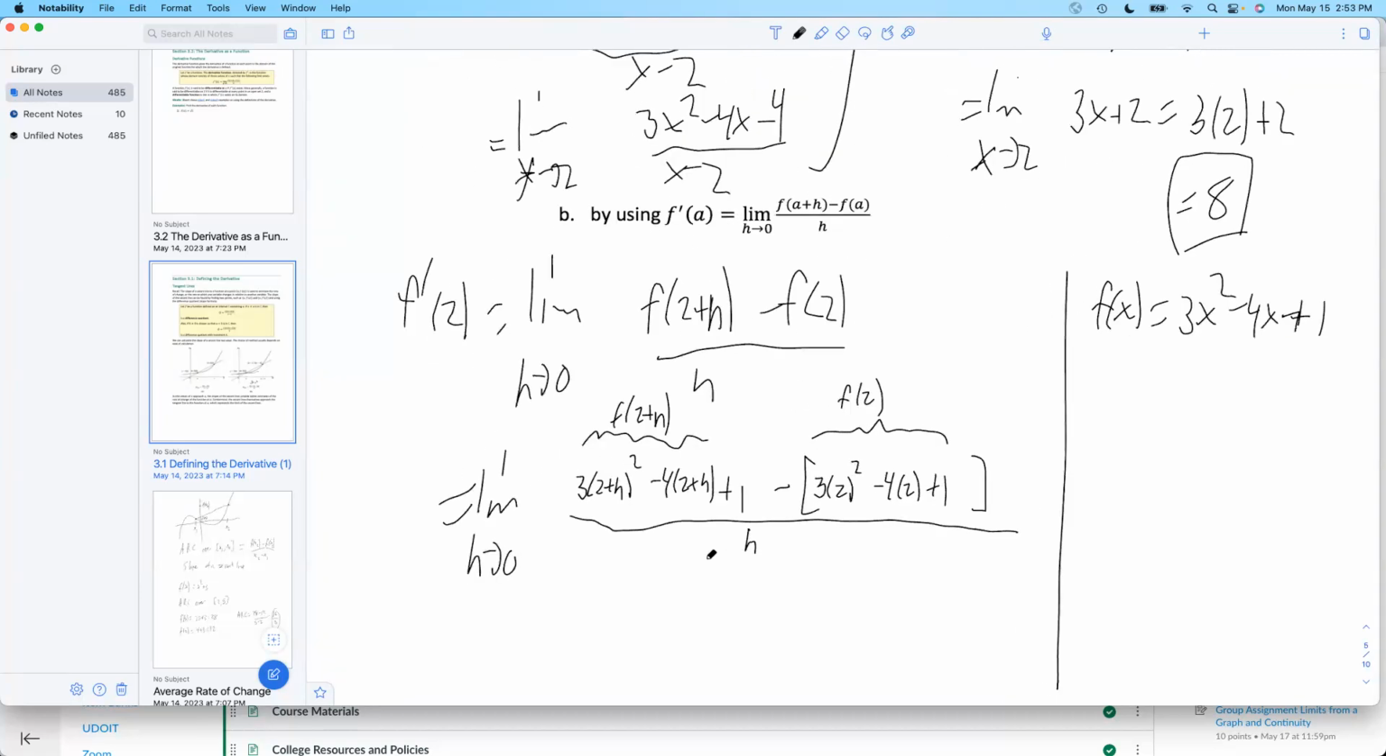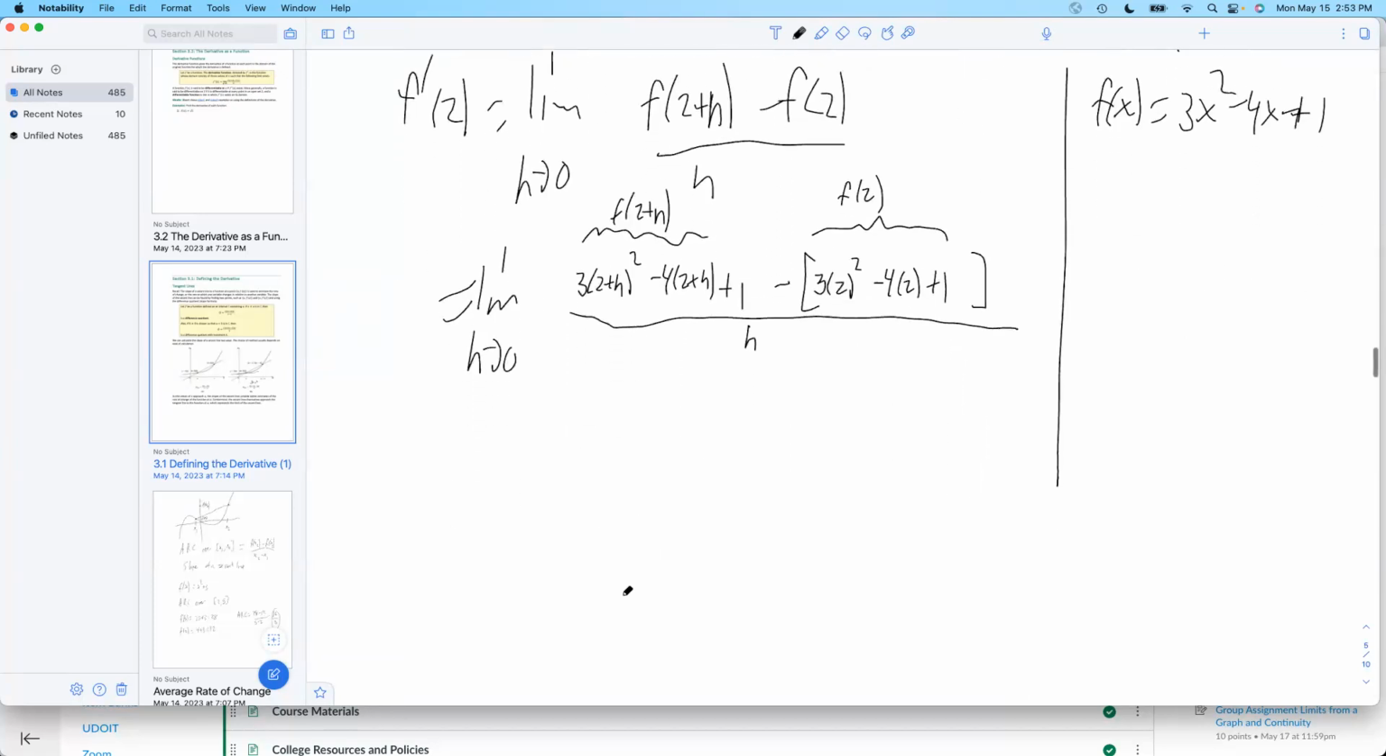Okay, now we just clean it up. It's just algebra from here. So this will equal the limit as h approaches 0. I have to write that at every step. All right, we're going to be squaring a lot of binomials.